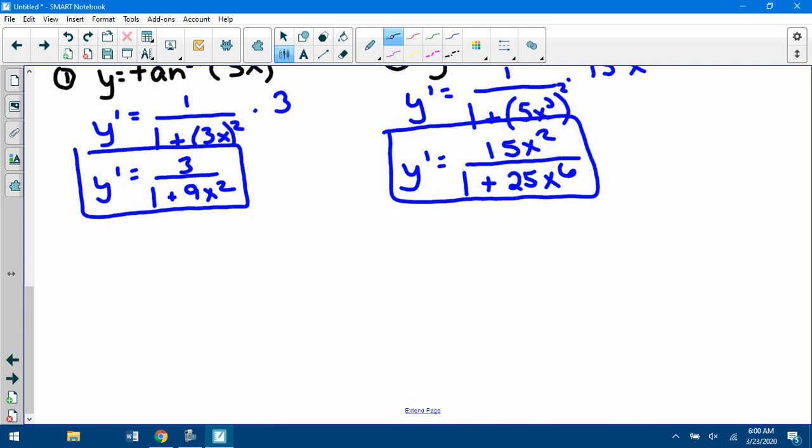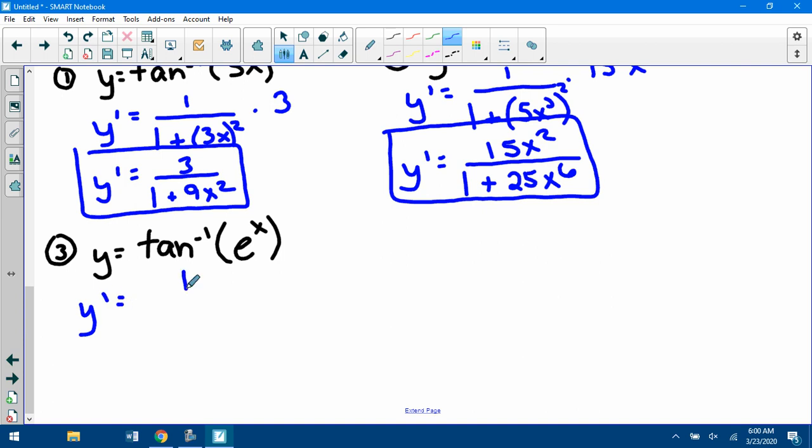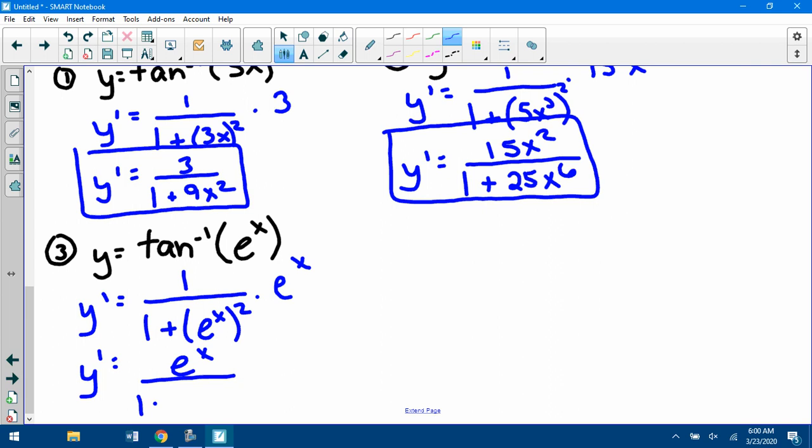Okay. How about y equals tan inverse of e to the x? Remember the derivative of e to the x? It's going to be y prime equals 1 over 1 plus the stuff e to the x squared times the derivative of e to the x. The derivative of e to the x is e to the x. So your answer would come out being e to the x over 1 plus, what would this be? e to the 2x.